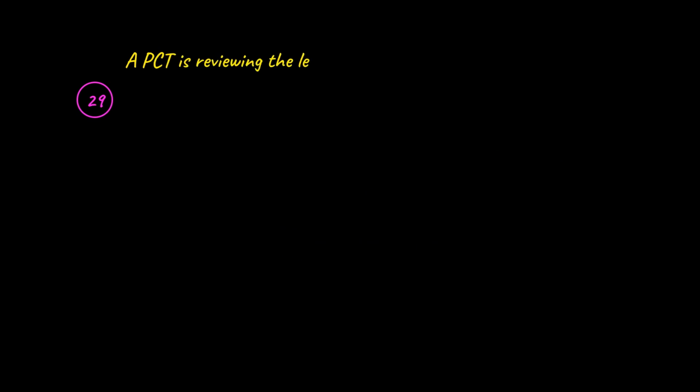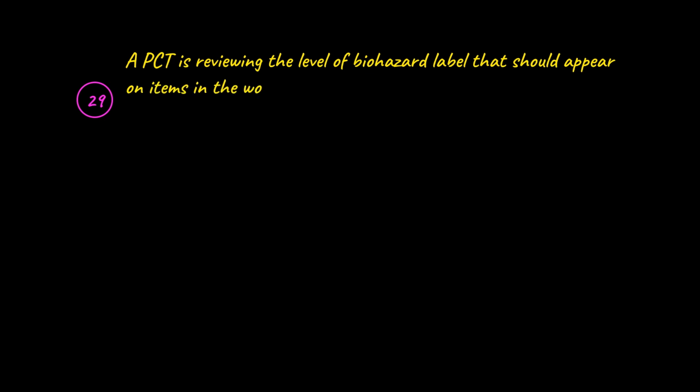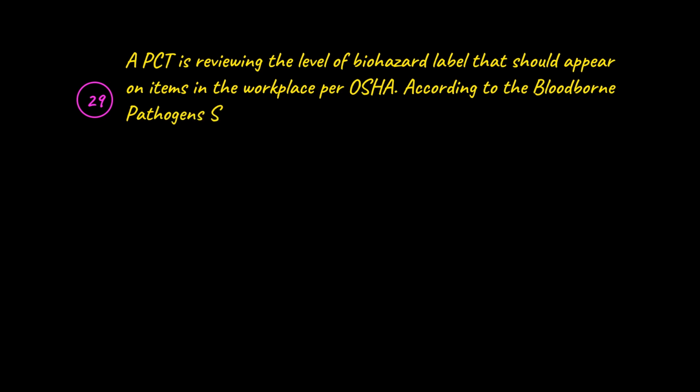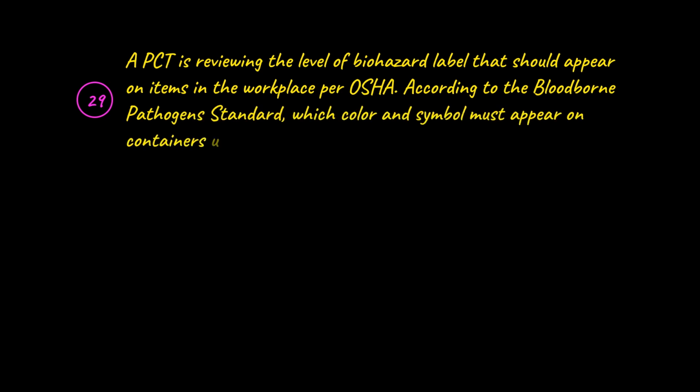Question 29. A PCT is reviewing the level of biohazard label that should appear on items in the workplace per OSHA. According to the bloodborne pathogen standard, which color and symbol must appear on containers used to hold regulated medical waste in the facility? Your options are A.